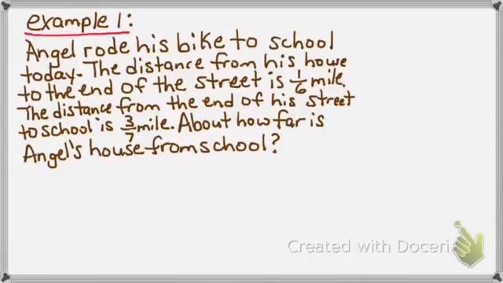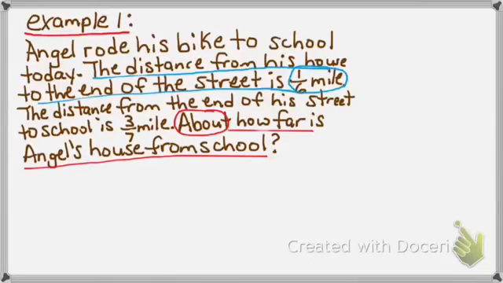As with any word problem, we're going to look at the exact question. And it starts with the word about, and I know that means an estimate, not an exact answer. So about how far is Angel's house from school? Okay, let's see what I know. He rode his bike to school today. The distance from his house to the end of his street is 1/6 of a mile. And the distance from the end of his street to school is 3/7 of a mile. I need to know how far it is from his house to school.